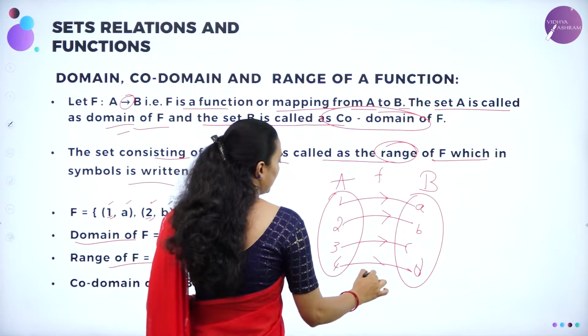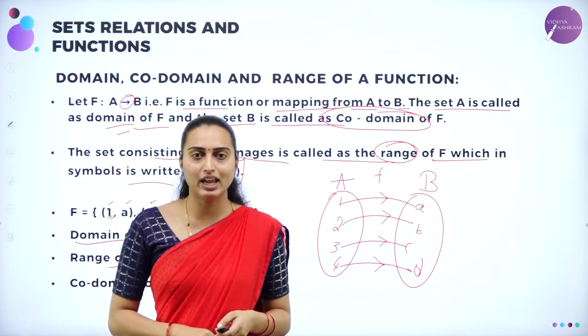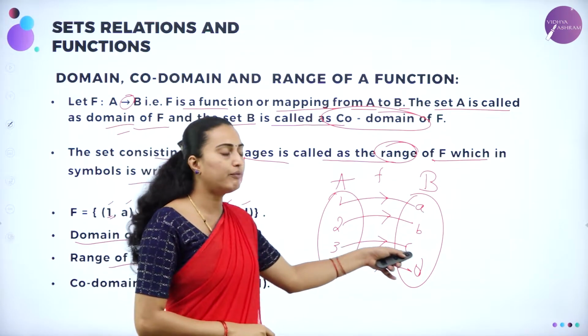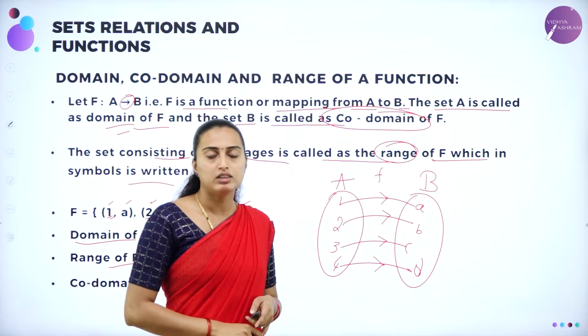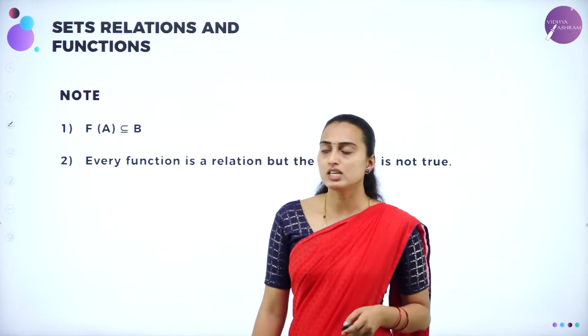And then 4 to D. You can check over here. No element is repeated of set A, and all the elements have unique images in set B. That is a function always. Yes. We'll move on to the next.